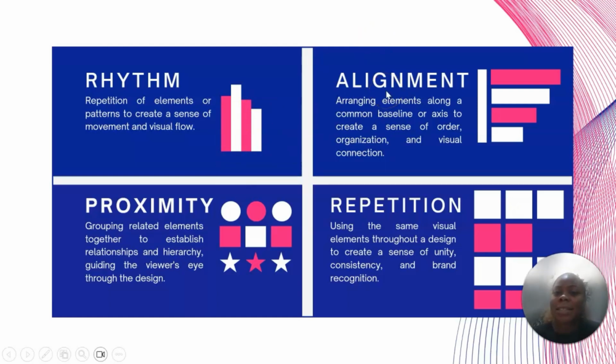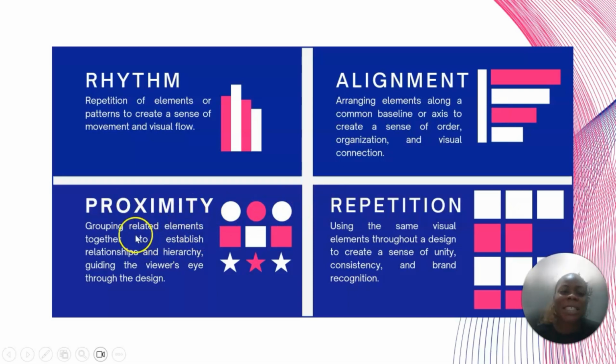And alignment is basically arranging elements along a common baseline or axis to create a sense of order. So they have different kinds of alignment. This one is left alignment. They have the left where everything is just coming from left to right, and they also have the one that is from right to left. They also have the middle alignment, and there's also the block alignment. So we'll get to understand that when we start our practical.